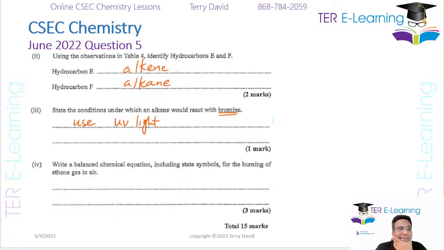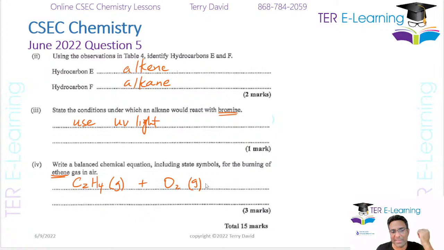Next part. Write a balanced chemical equation, including state symbols, for the burning of ethene gas. So, 3 marks to this. They want you to make sure you use the correct formula for ethene. Ethene is an alkene. It has 2 carbons in it, so this is going to be C2H4, because it's an alkene. It's a gas. And you want to burn this thing in oxygen.